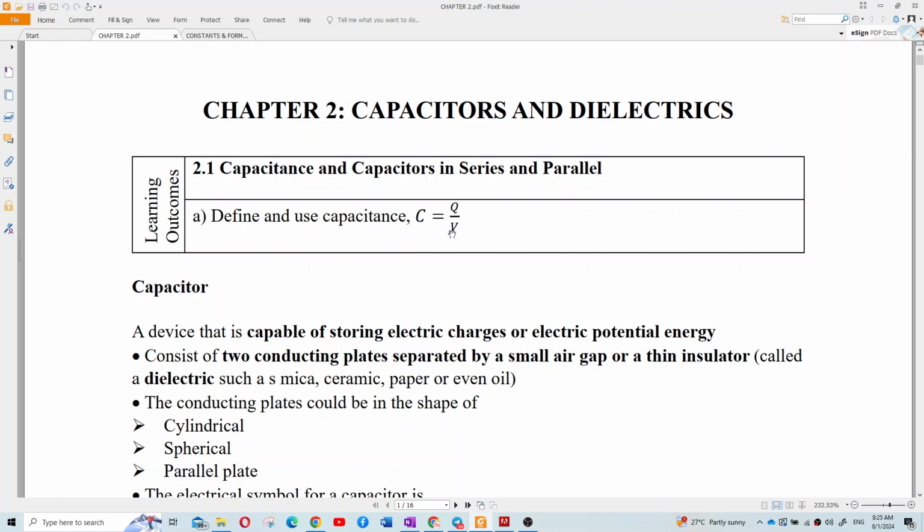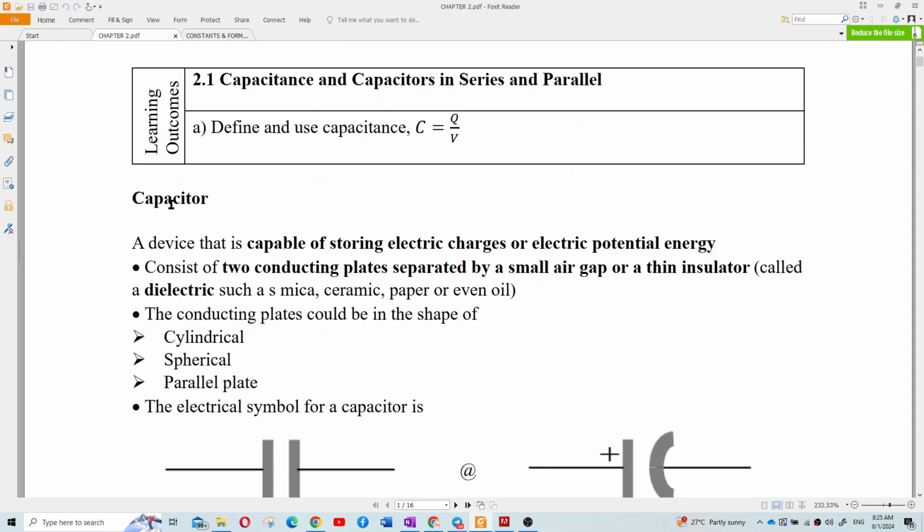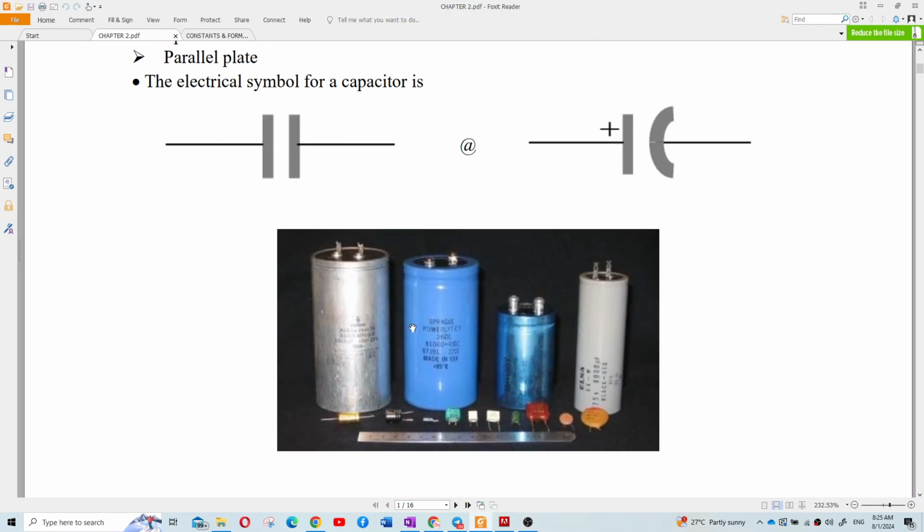And this is the formula: C equal to Q over V. Well, firstly, what is a capacitor? A capacitor is a device that is capable of storing electric charges or electric potential energy. Capacitor, this one. You see a lot of these components maybe in your aircon, in your fridge. If you look at a circuit board, they have a lot of these capacitors. A big size one stores more charge. The small one stores less charge. Okay, small capacitor.